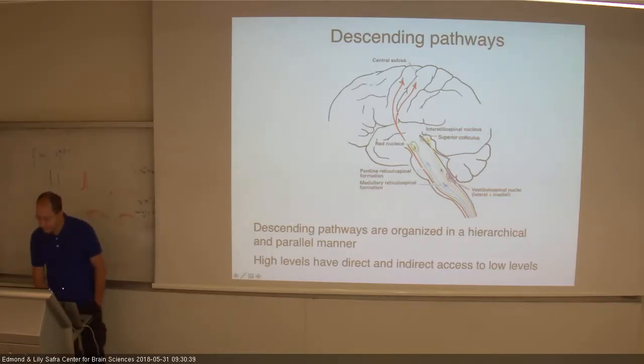Let's see what else I have here. Okay, so there are these two pathways that are in the pontine and the medullary reticular formation pathways. These control things like locomotion and balance. Very important for that. And there's the vestibulospinal.